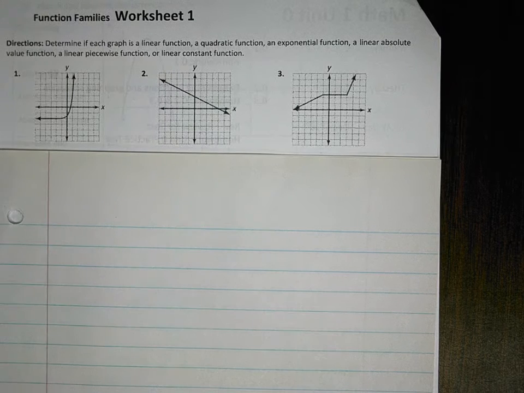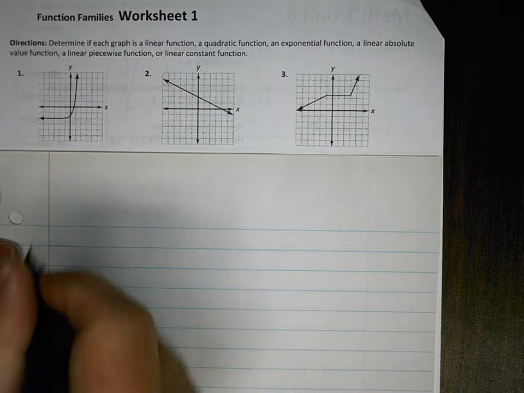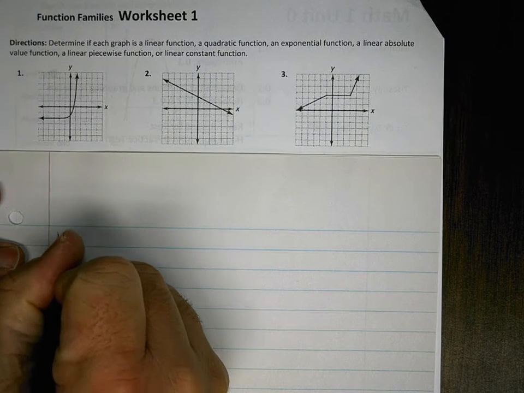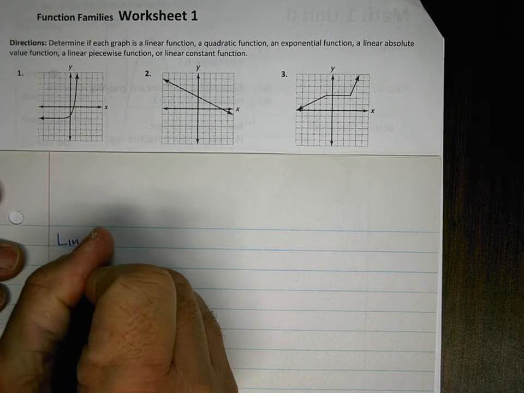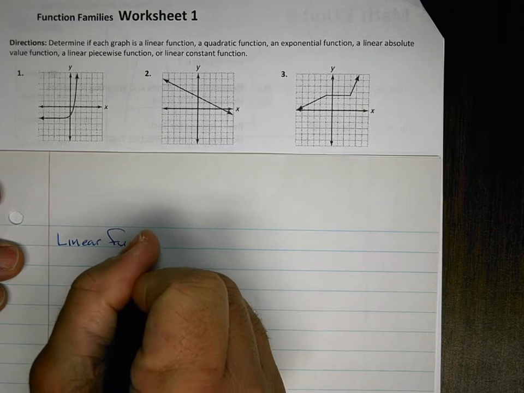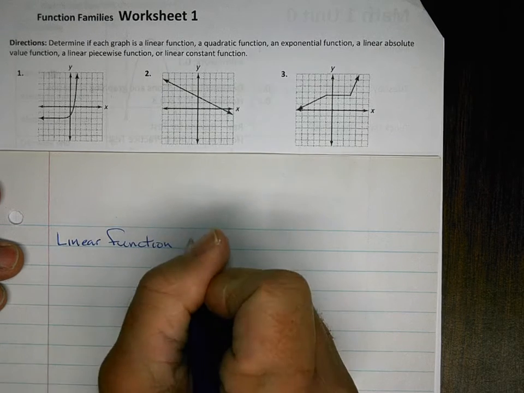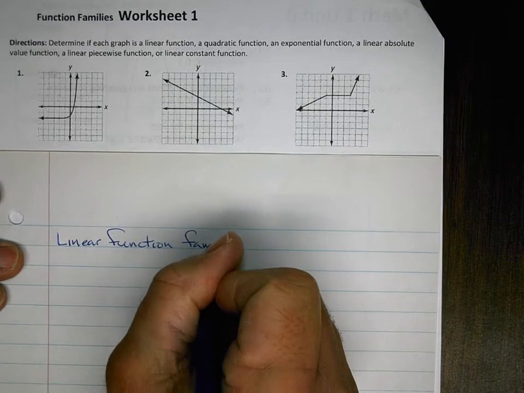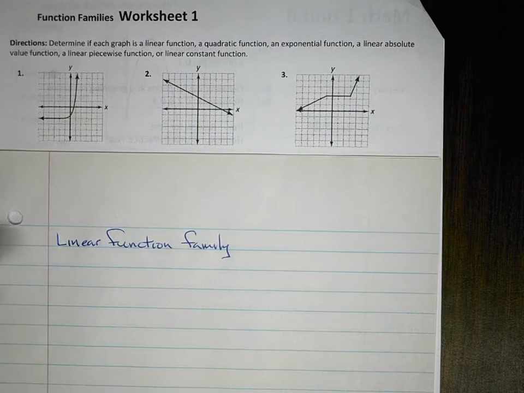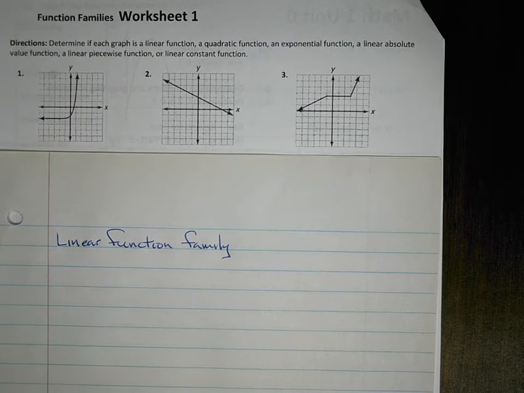All right, let's review yesterday. Let's go through the 5 function families that we talked about. The first one we talked about was linear function family. Okay, so write this down. So what are some of the characteristics of a linear function family?